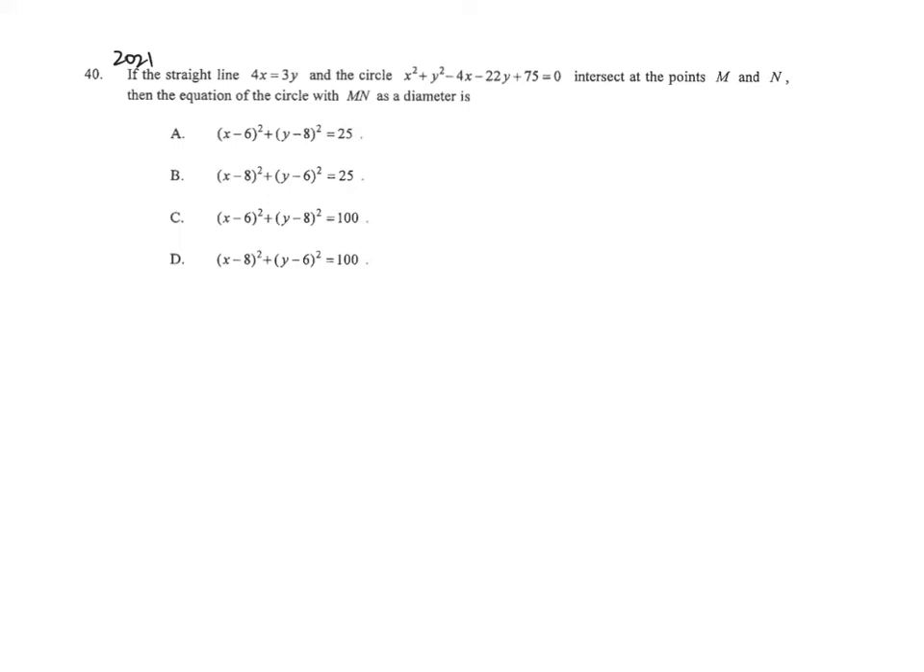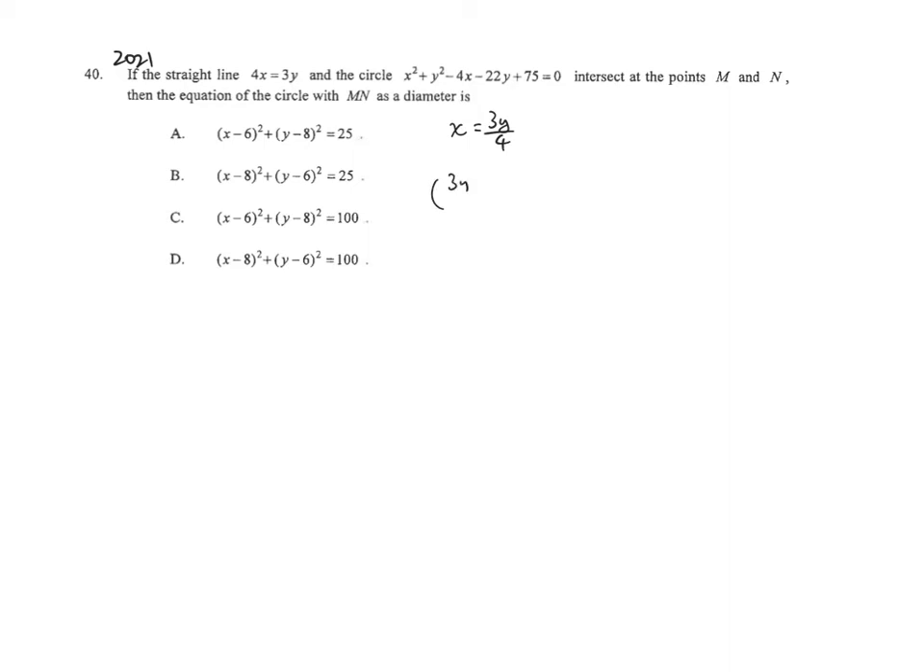For number 40, you're given a circle and a straight line equation, and you're asked to find the intersection points. So when you're given that, you make one of the variables from the line the subject, and you substitute it into the circle equation. In this case, we will let x be the subject, so x equals 3y over 4, and we will put that into the circle's equation, replacing the x's.